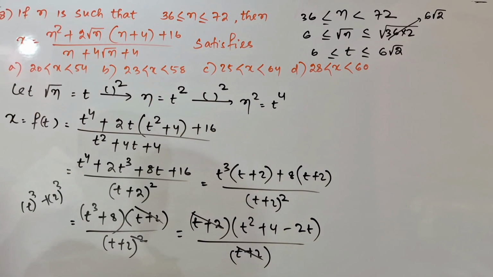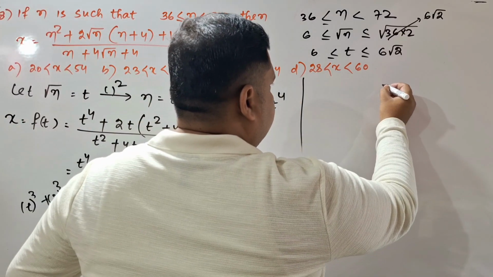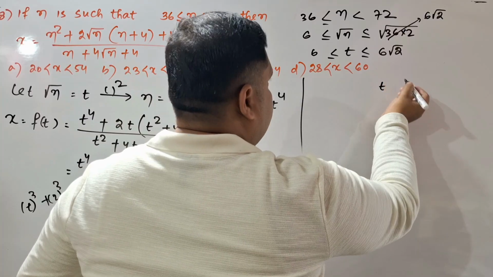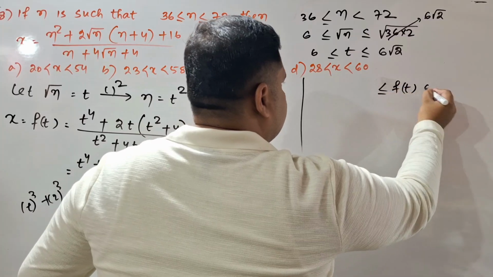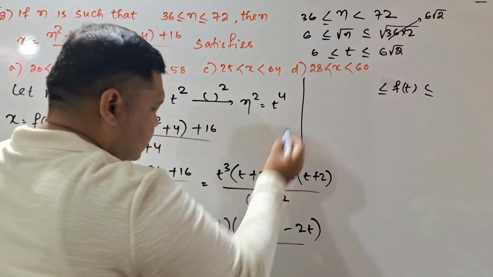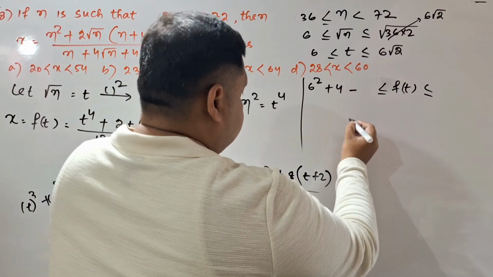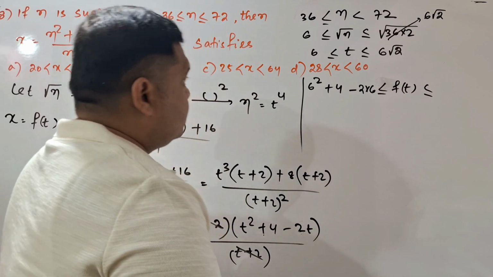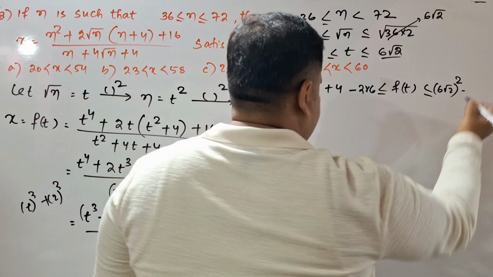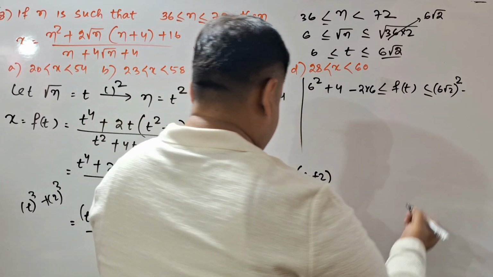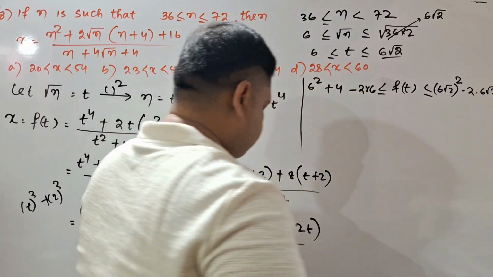So if I put it in this expression, t square, I just put the value here. I can write a function of t. This lies within, if I put the minimum value 6 here, 6 square, plus 4 minus 2 into 6. And if I put the maximum value 6 root 2, so this is 6 root 2 square minus, this is minus 2t, 2 into t means 6 root 2, plus 4.